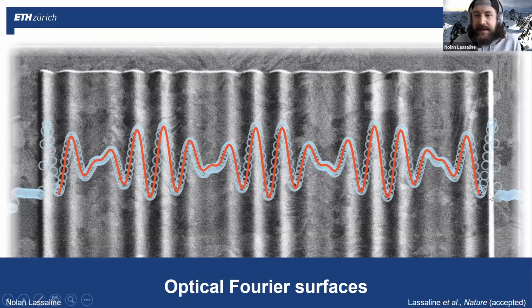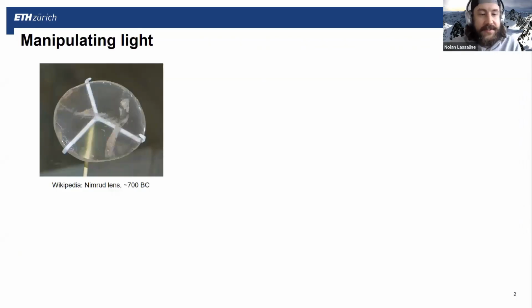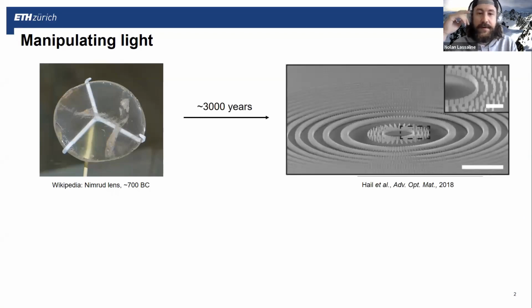Okay, enough with the introduction. So the topic today will be on what we call optical Fourier surfaces. And our story actually starts a long time ago. Basically, as long as humans have been around, we've been trying to manipulate light through various means. And funny enough, this lens on the left is from ancient civilizations, but if we fast forward to modern times, we really haven't changed that much. We're still doing the same thing.